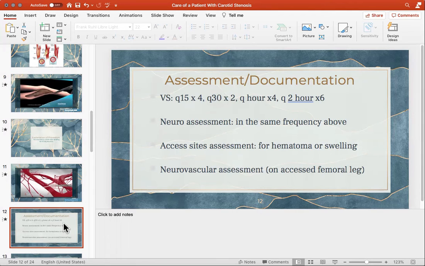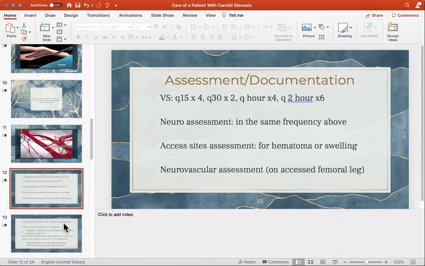During this time, we do a complete neuro assessment that follows the same frequency detailed above. We assess the access sites, whether it's just the neck incision or it's both the neck and the leg site. You will also do a neurovascular assessment on the accessed leg if a TCAR was performed.